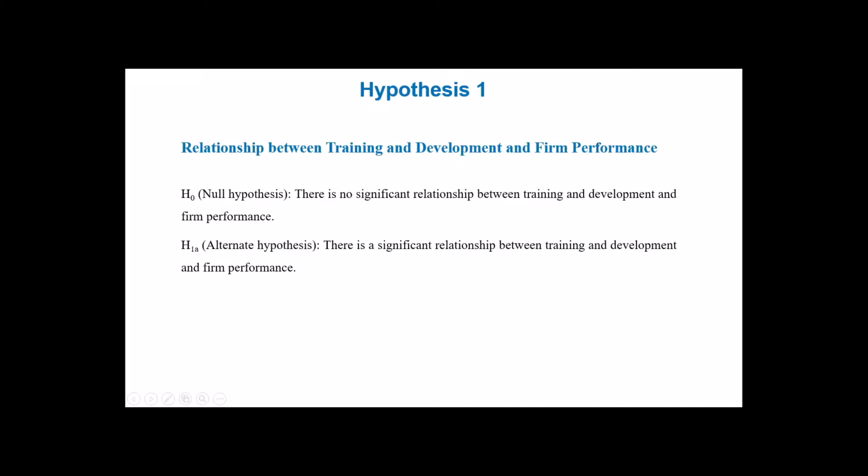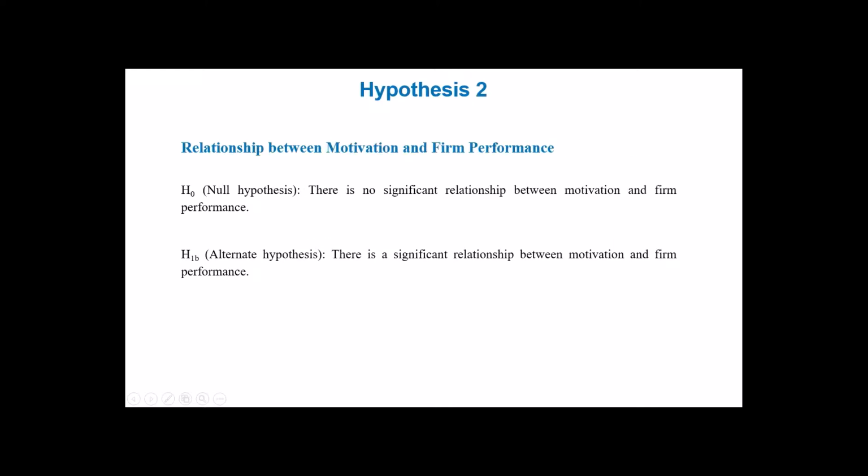So this is the first hypothesis we want to address. The second one goes the same way: the relationship between motivation and firm performance. Our null hypothesis is that there is no significant relationship between motivation and firm performance, and the alternative is that there is a significant relationship between both of them. So that's the second hypothesis.